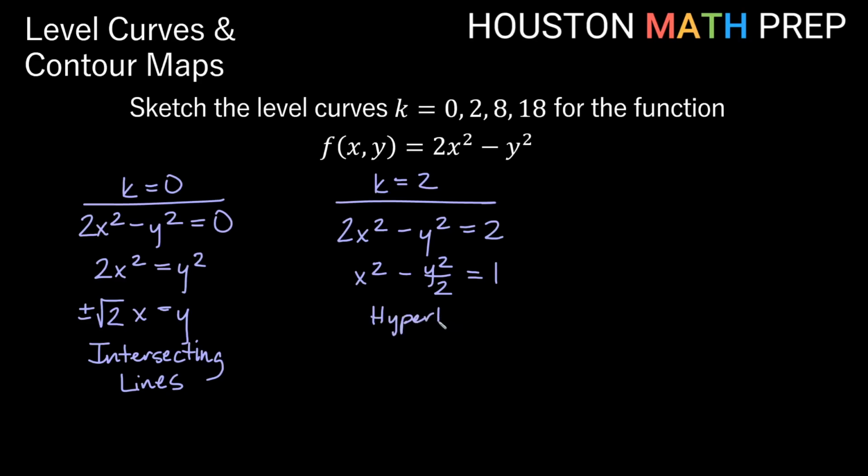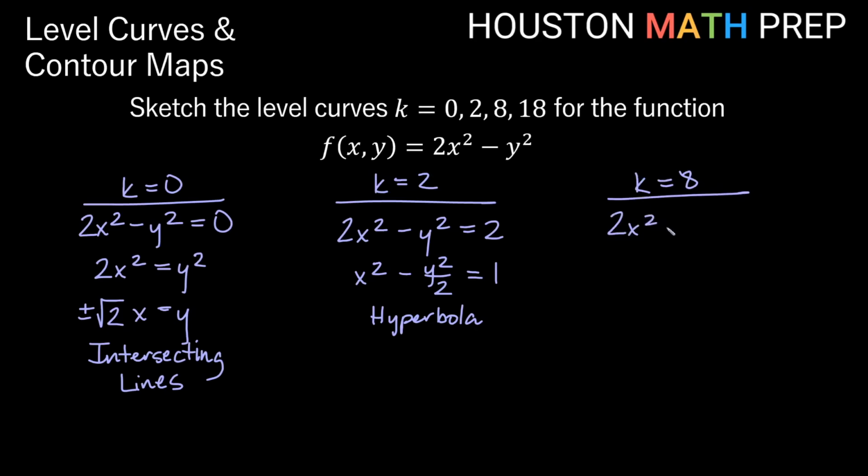And if you remember things about hyperbolas, because the x squared term is positive, these branches open in the x direction. This is technically over 1. If you remember, this a squared here is basically telling us how far it is from the center to the vertices on your hyperbola. So some things you might want to remember about conic sections as we start to graph some of these level curves. Let's do k equals 8.